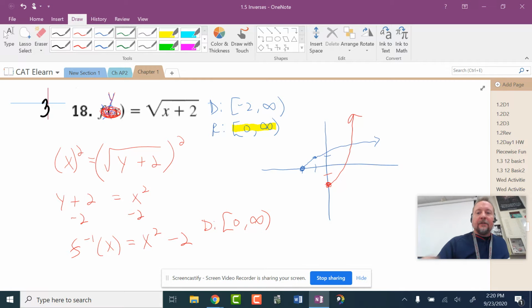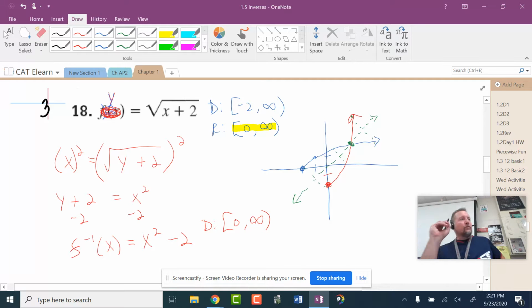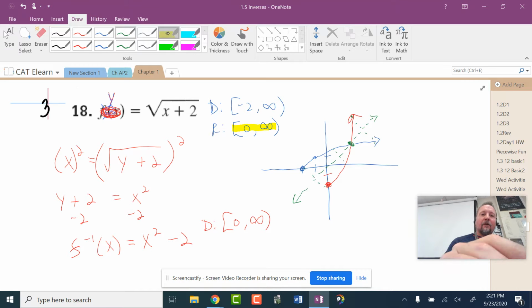maybe I'll switch colors for the y equals x line. I don't know if blue and green really stick out anyway. Can't see much of a difference, but truly a reflection about the y equals x line. So we restrict the domain and can only graph half of that parabola to truly be the inverse of the original. So this you better mark down.